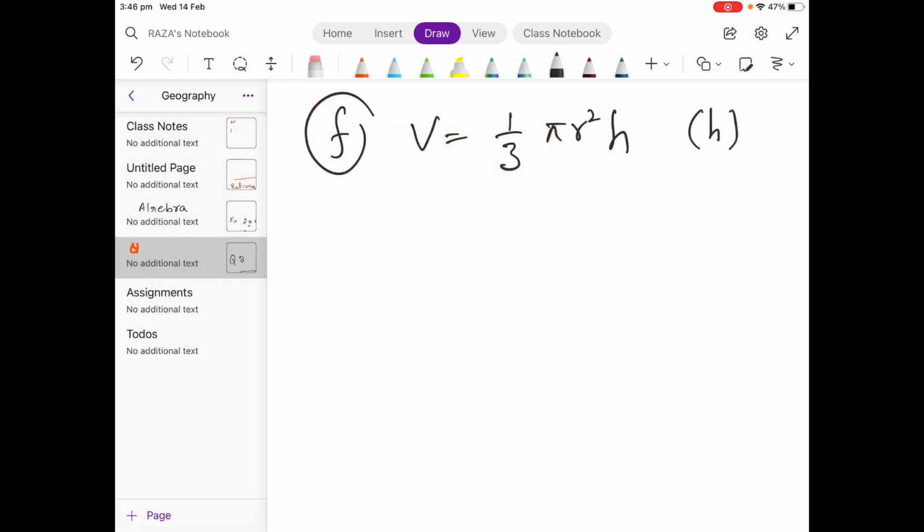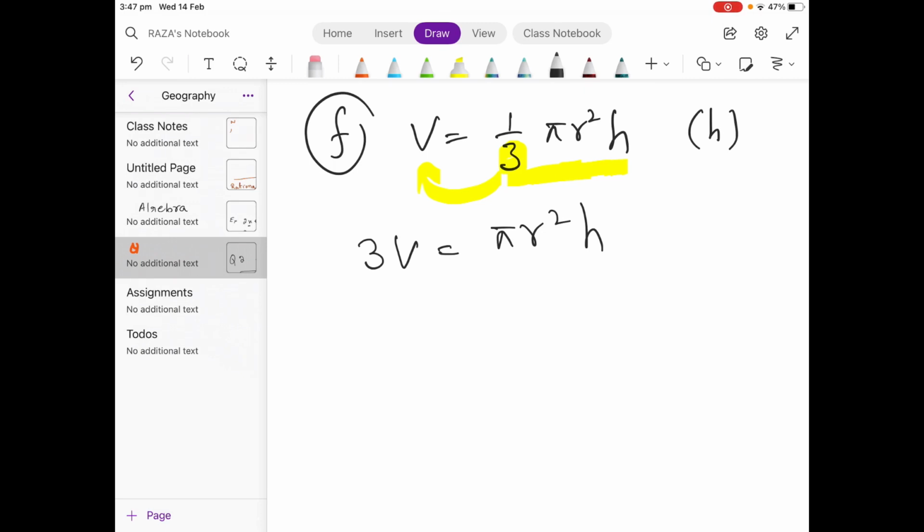Question number 2, f part. Now we're going to make h the subject. As you can see, all these variables are multiplied with each other. So there's no plus and minus. First we need to do plus and minus if there is, but there's none. So we need to do the opposite of multiplication or division. So for this reason, first we need to get rid of this 3. 3 is divided here. When I move it to the other side, it will be multiplied. Let's try v. 3 goes to the other side and times by v. We are left with pi r square h.